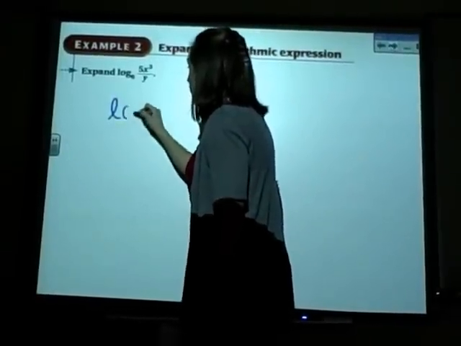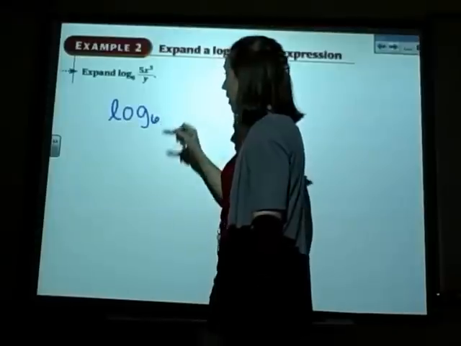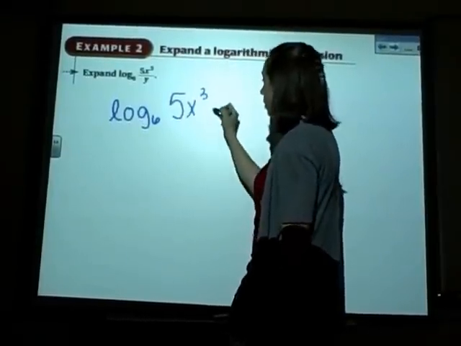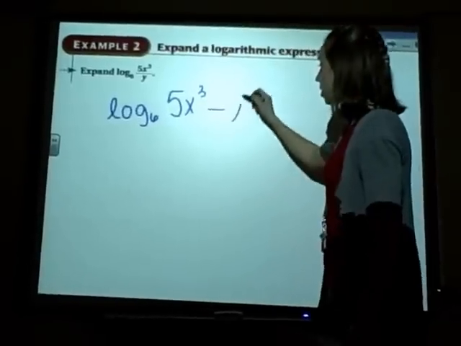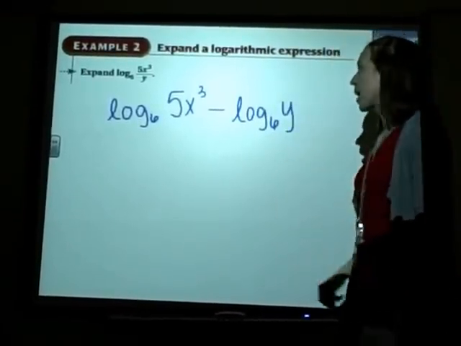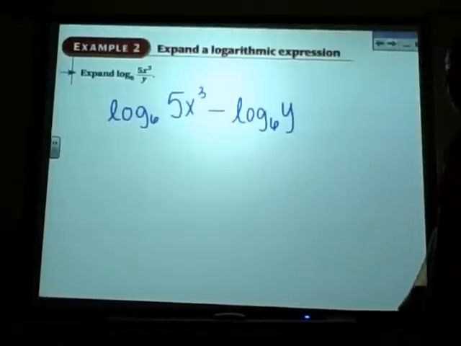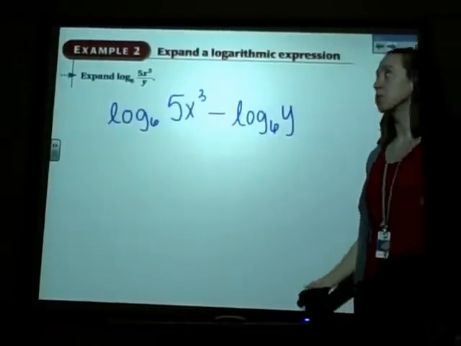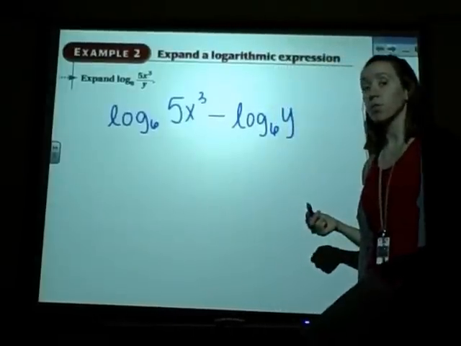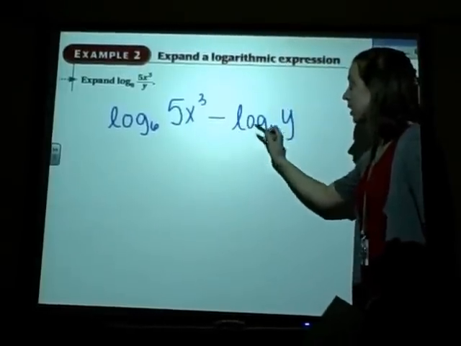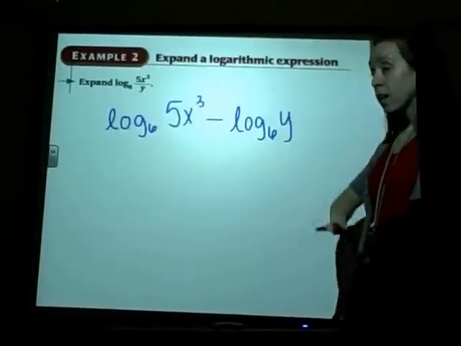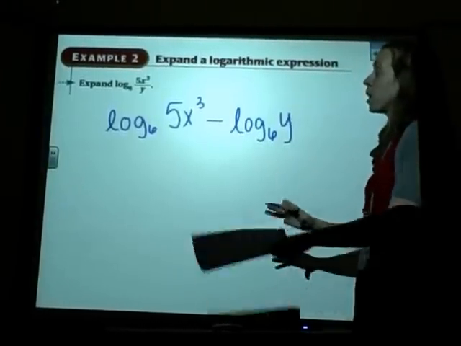So I will rewrite this as log base 6 of the top, 5x to the third, minus log base 6 of the bottom. And to help you remember it, think of your exponent rules. Whenever you're dividing two exponents, you actually subtract. Kind of the same thing for logarithms. You just have to make sure you stick a log in there. Okay? So let's look at it again. We don't have to evaluate, don't have to solve, they just want it expanded.